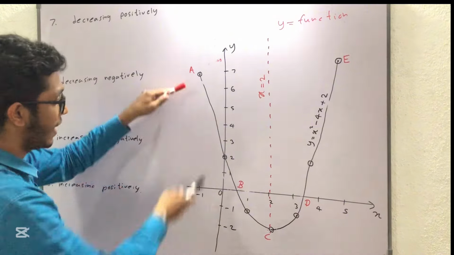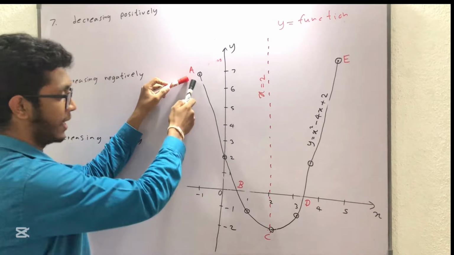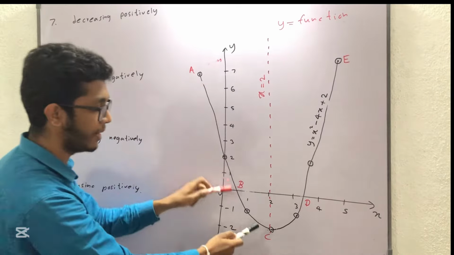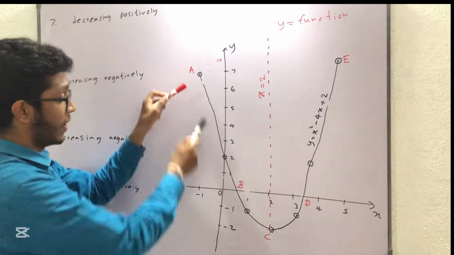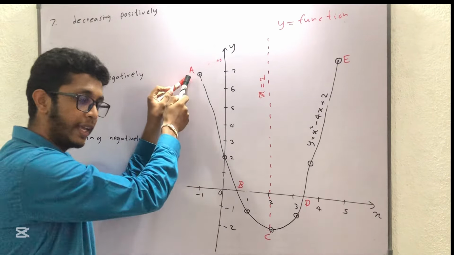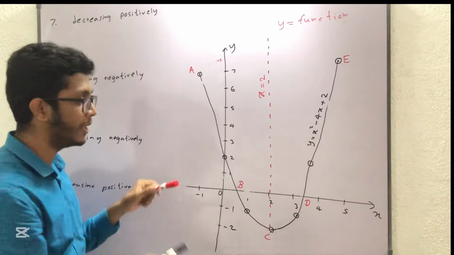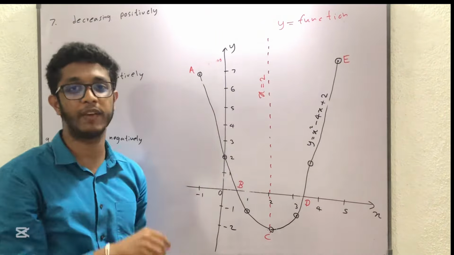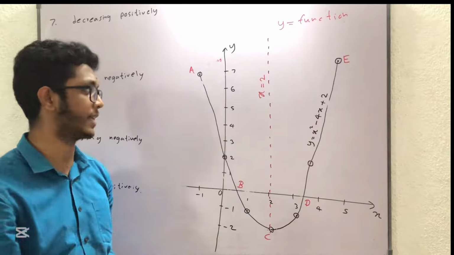Then again, this AC part, I can separate into AB part and BC part. Then I am considering this AB part. AB part is also in this AC part. So that means in this AB part also y value is decreasing. Y value is decreasing. Function is decreasing.